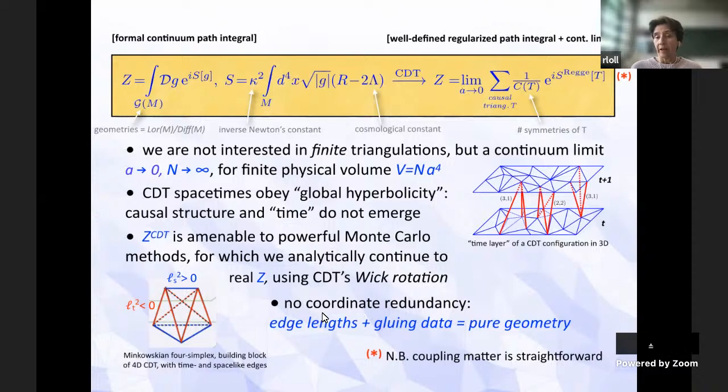Emphasizing another huge difference with the continuum approach. We don't have coordinates. These triangulations are just described in terms of the edge lengths and the gluing data, which you can think of as a matrix of nearest neighbors. And there is no coordinate redundancy, so there are no diffeomorphisms that act on that. One is really working with pure geometry.